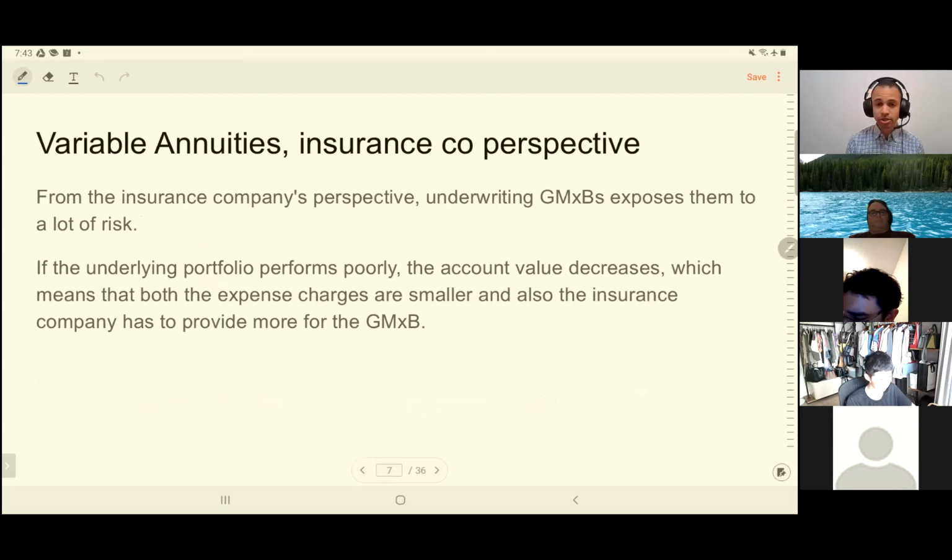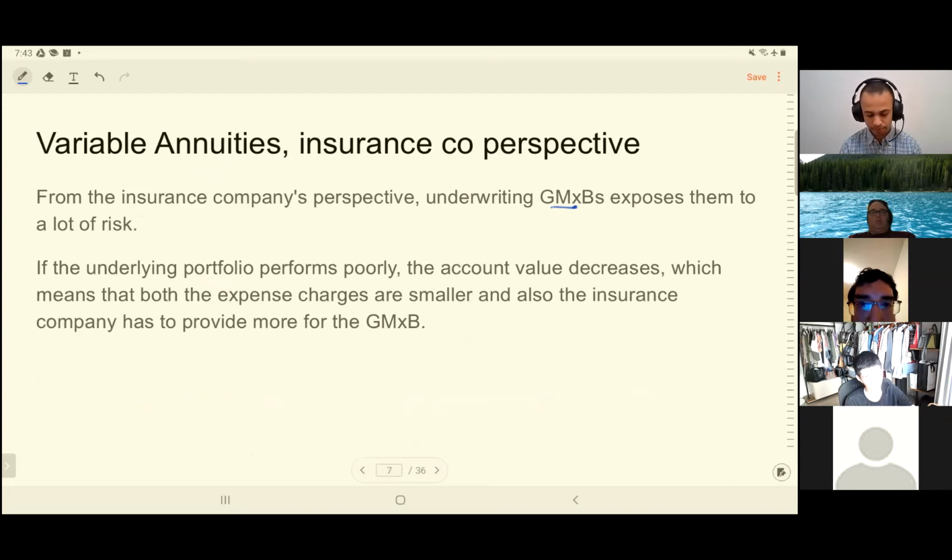So from the insurance company's perspective now, it's all well and good that you're providing this service, but underwriting these GMABs, these GMxBs, exposes them to a certain amount of risk. And this risk takes a couple different forms. If you were here before we started talking, you heard Gary mention this sort of insurance risk.